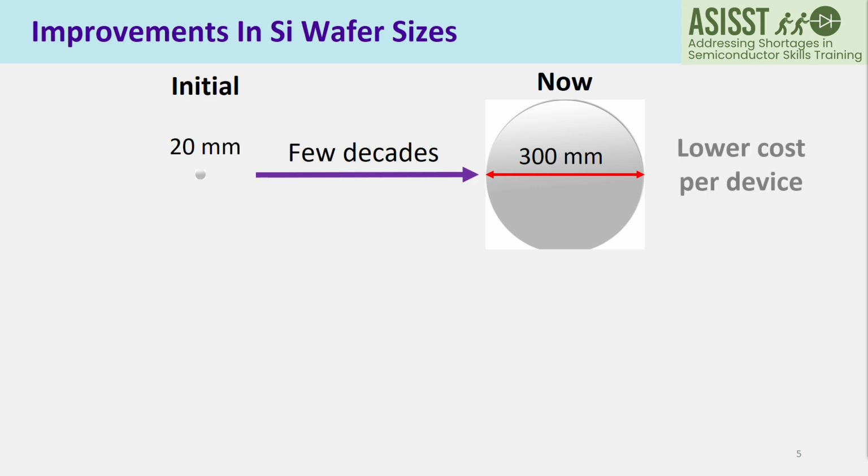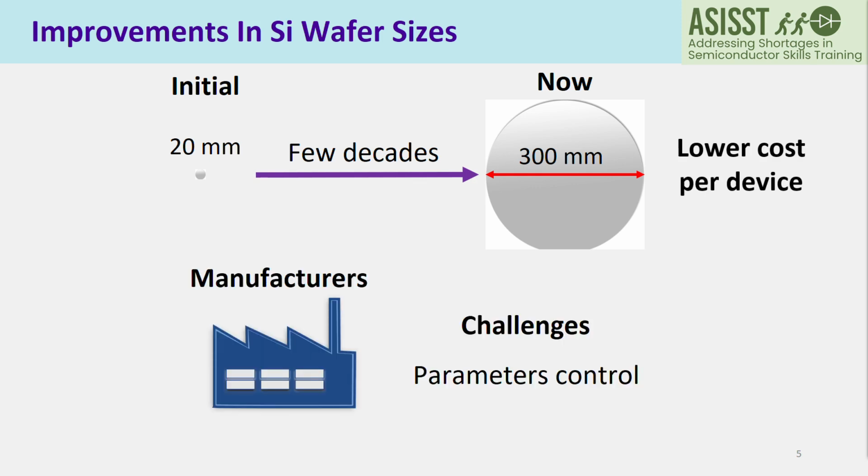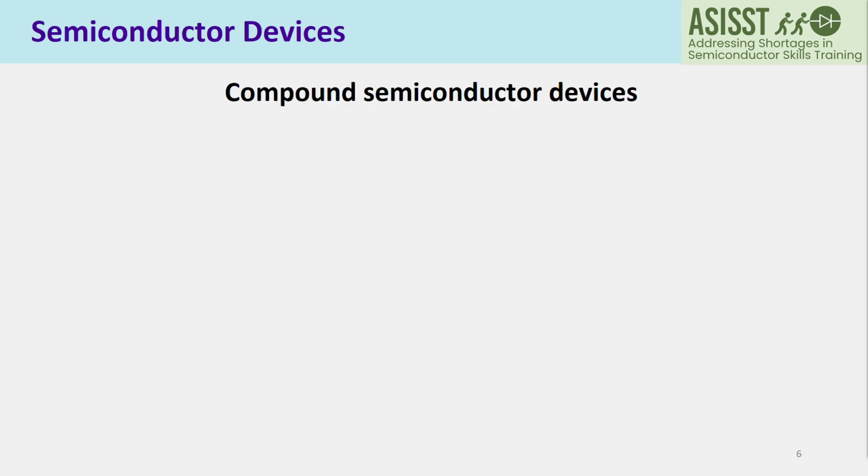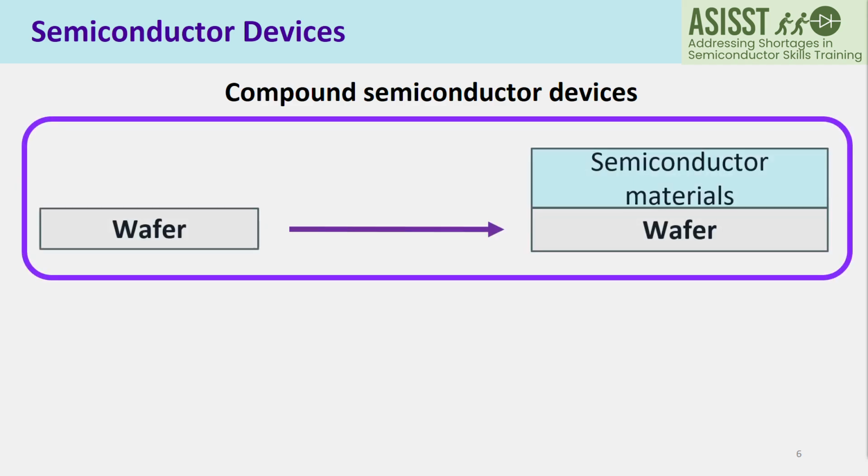Manufacturers have also overcome other challenges, including gaining a high degree of control over many parameters. For devices made using compound semiconductor, the manufacturing process involves depositing more semiconductor materials on top of the starting wafer. This is done during the crystal growth process, which is again carried out under highly controlled conditions.